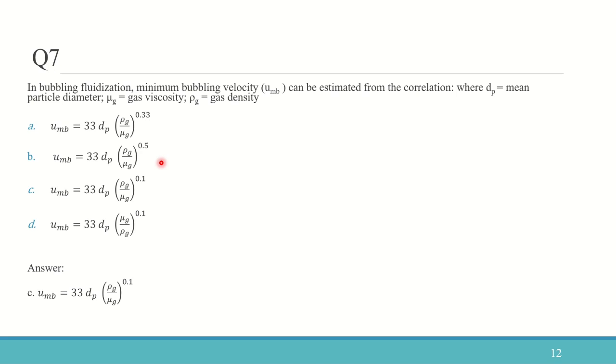In this particular question, it is interesting to note that UMB is a function of the diameter of the particle, density of gas and viscosity of gas. So it can be estimated from this correlation where UMB is equal to 33 into dp into (rho g by mu g) power 0.1. Does anyone remember who gave the expression for this formula? UMB is equal to 33 dp into (rho g by mu g) power 0.1. So that is the answer. And we'll go to question 8.